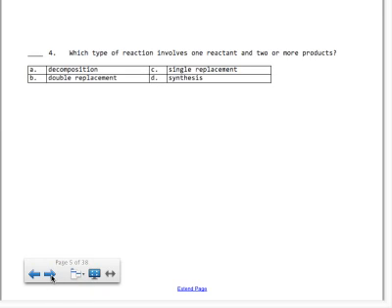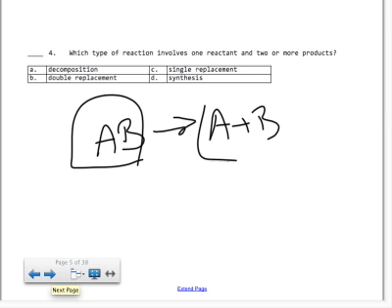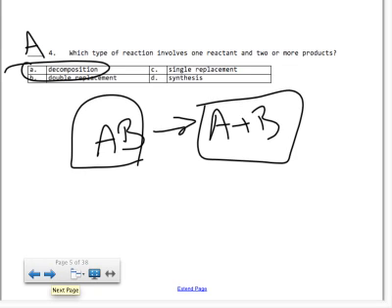What type of reaction involves one reactant and 2 or more products? So we're looking at something that looks like this. AB produces A plus B, and it could be ABC produces A plus B plus C. The key is one reactant, 2 or more products. That is always a sign that you have a decomposition reaction.